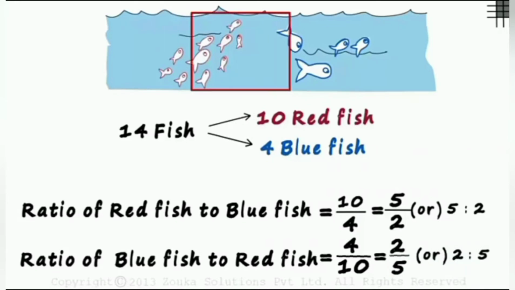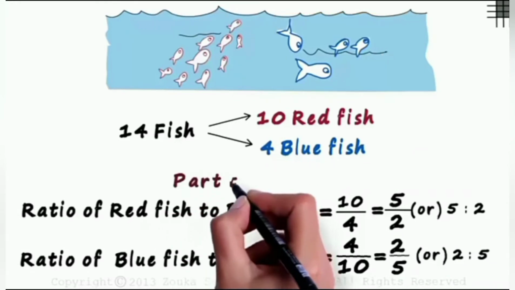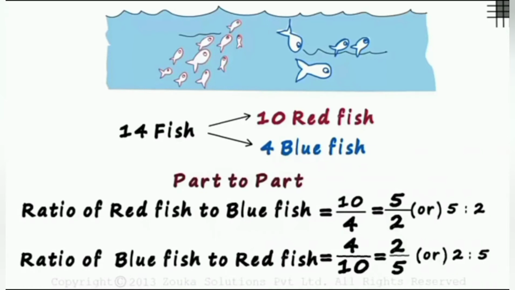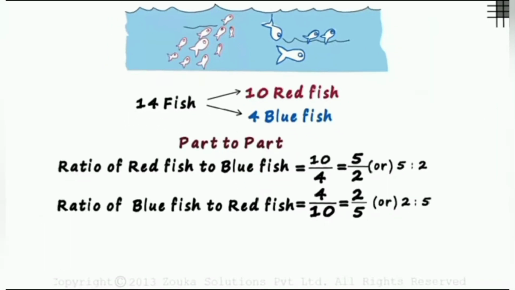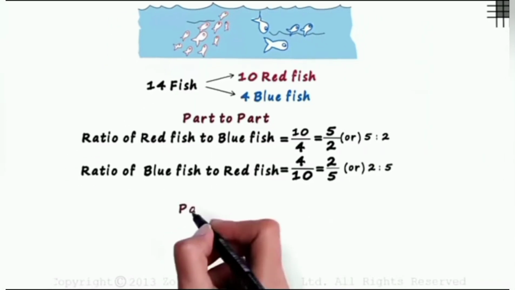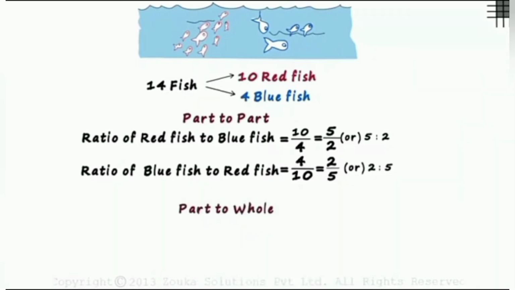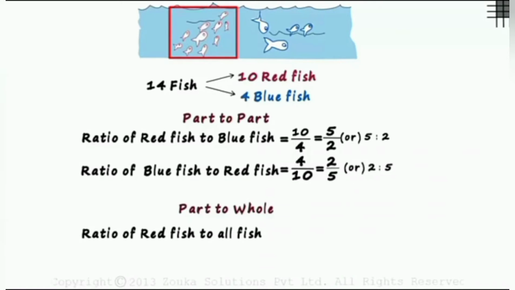Now we can see that we are finding the ratio between parts and parts. Parts to parts. The other type of ratio is part to whole. That means the ratio of the red fish to all the fish present in the pond.